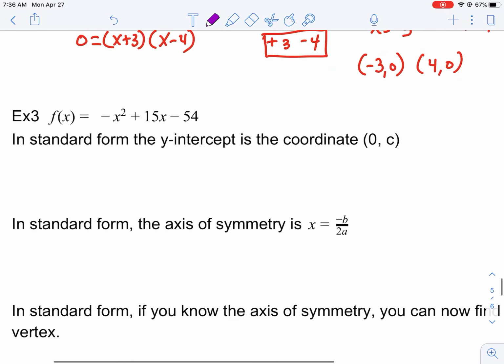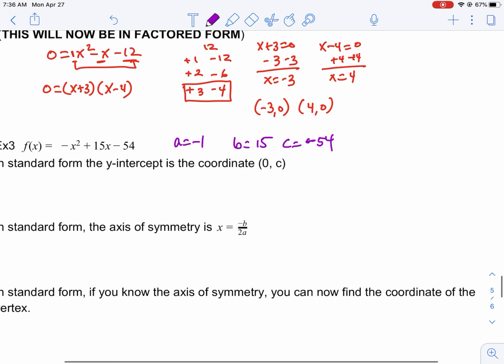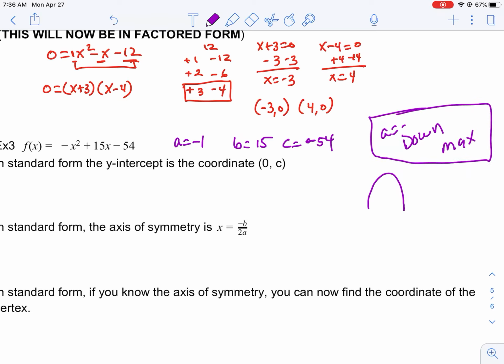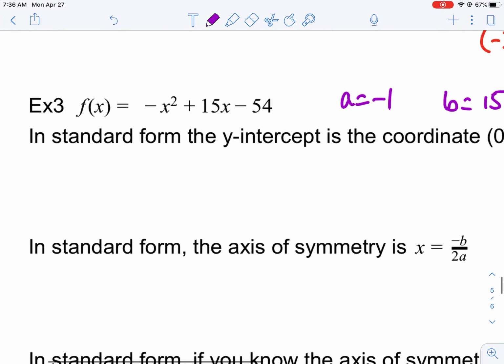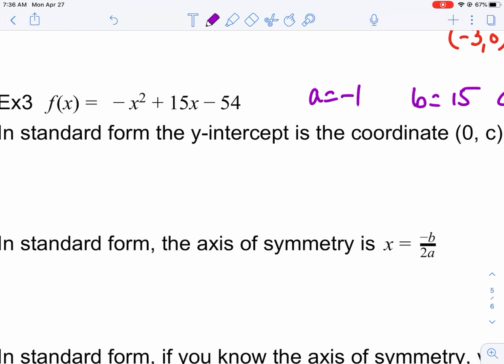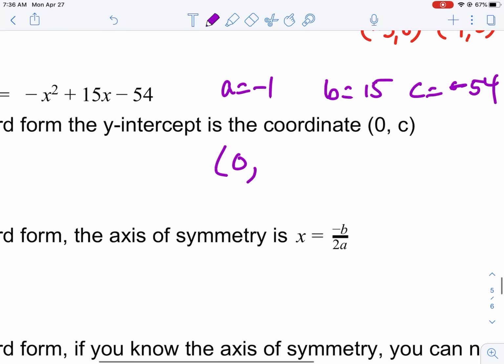All right, number 3, where our A is -1, our B is 15, and our C is -54. So we know if the A is negative, that it concaves down. And if it concaves down, it has a maximum point. So those are two pieces we didn't really go over too much. So I'm going to just erase this to use that space. Now, knowing that, we have a y-intercept of 0 and c is negative 54.